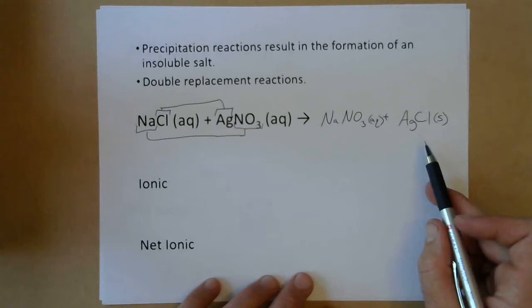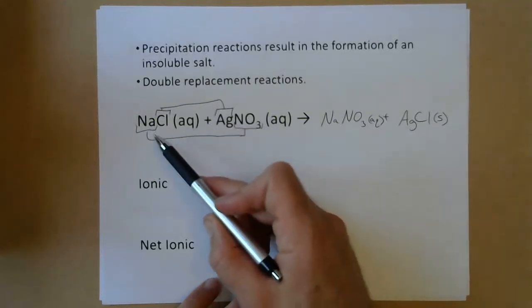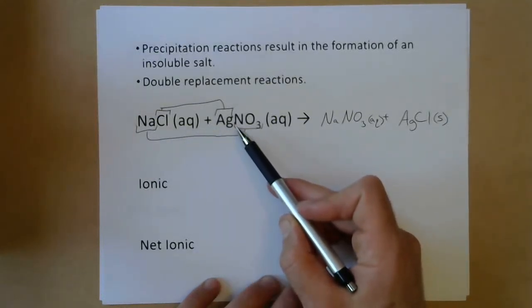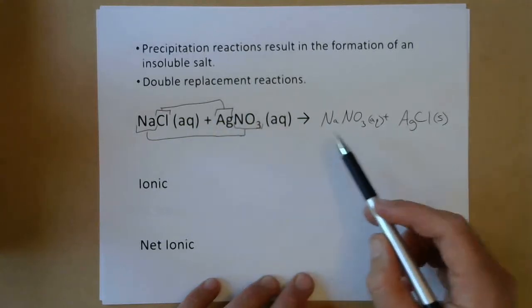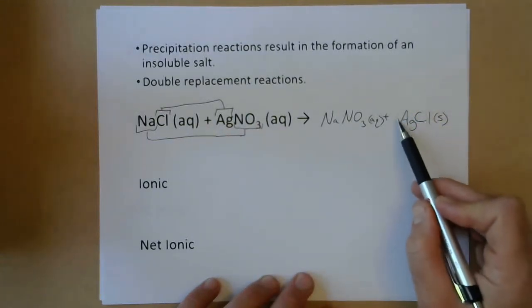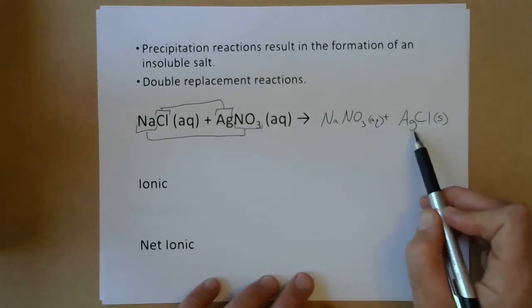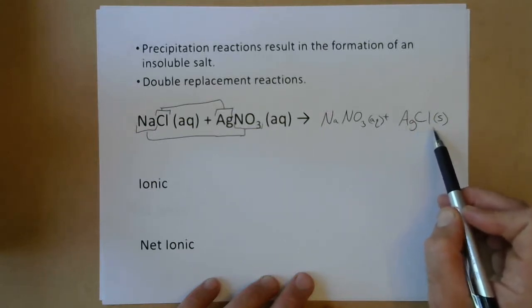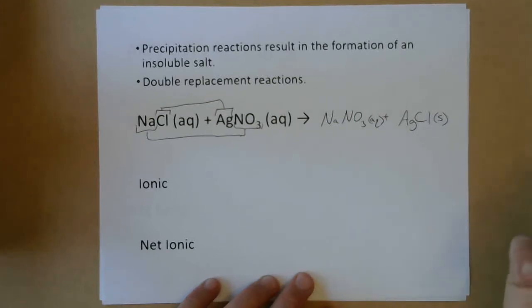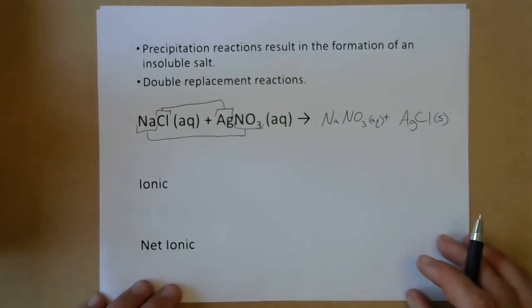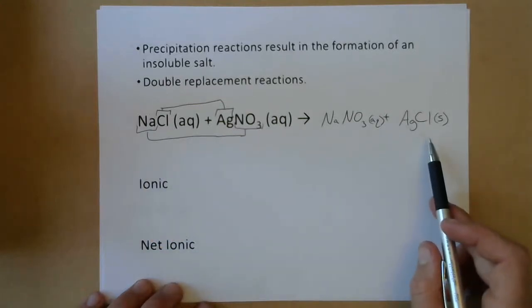When you do this reaction in the lab, you're going to see two clear solutions, completely transparent and looking just like water. You can't see any of the ions. You pour them together, and it's going to become cloudy. A solid forms, and that solid is the silver chloride, because it doesn't dissolve in water, so it recrystallizes and eventually will sink to the bottom. That would be the reaction that's taking place.